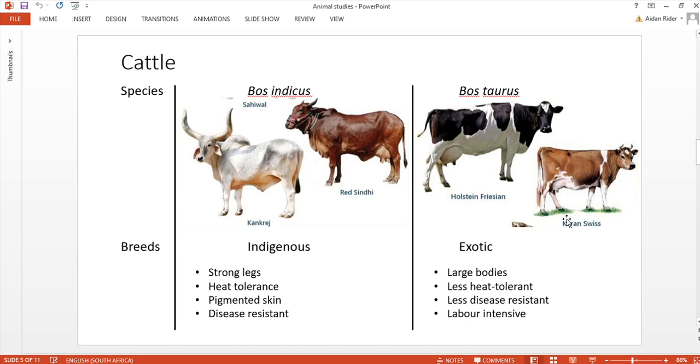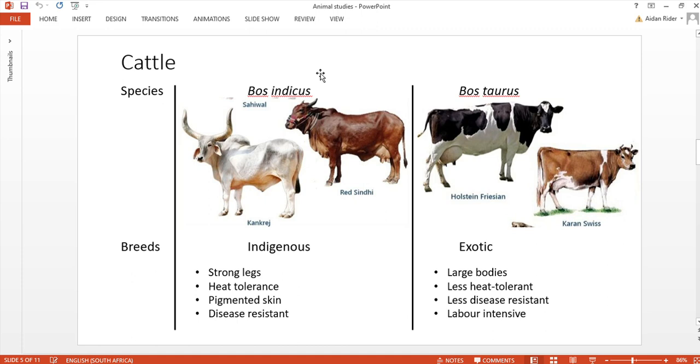Okay, then we have to take a look at cattle. As we mentioned, cattle was the first type of animal we mentioned that we breed with, we farm with in South Africa. Okay, so within cattle, there are actually different types of species. I know it's big words, but you guys need to know this just to compare the two with one another. So there are 2 main species, Bos indicus and Bos taurus.